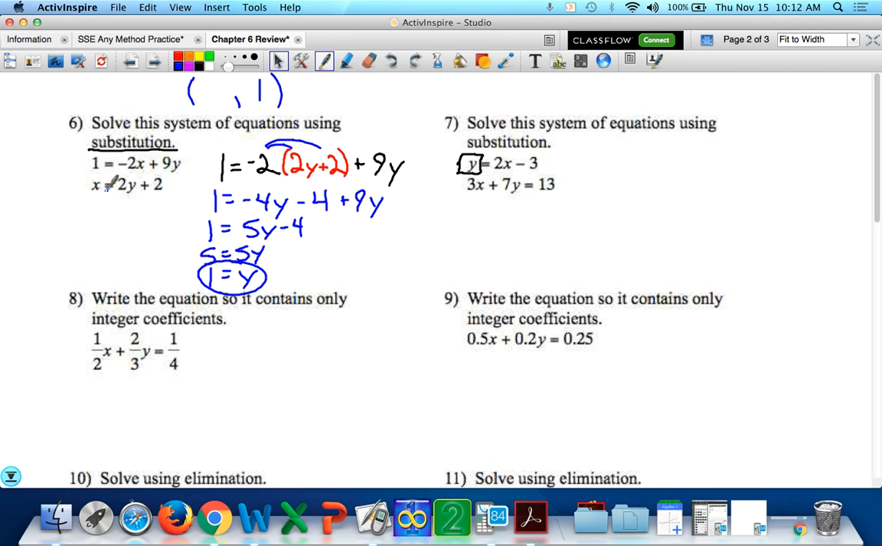And X is already solved for here. So I have X equals 2, my Y value of 1 plus 2. Well, 2 times 1 is just 2, so I have 2 plus 2. And then I have X equals 4, meaning my answer is 4, 1. Now, you can go back and check that. I would strongly advise you to. Maybe you're good at graphing them. Well, then solve these out and graph them.